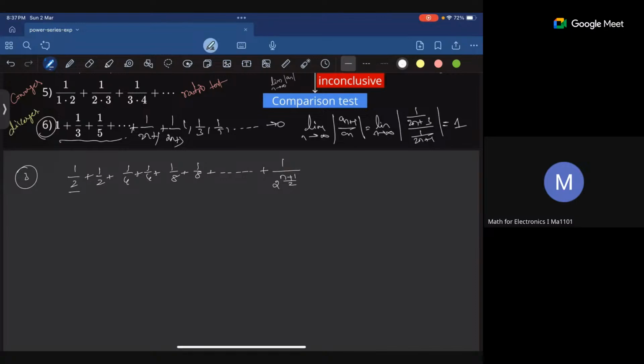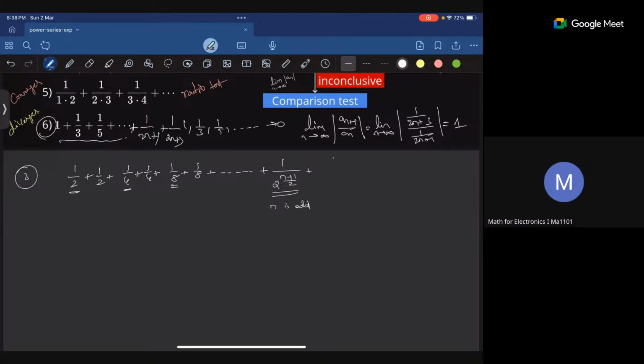So when n is 1, you will get 1/2 power (1+1)/2, which is 1/2 power 1, which is half. When n is 3, (3+1)/2 is 4/2, which is 2. So 1/2 square will give us 1/4. So similarly, when n is 5, 6, 7, and so on, you will just substitute. You will see the odd term, when n is odd.